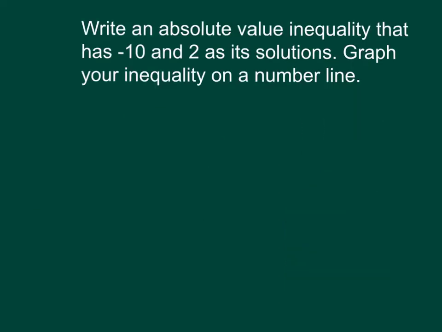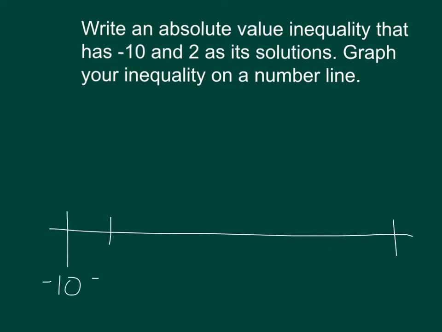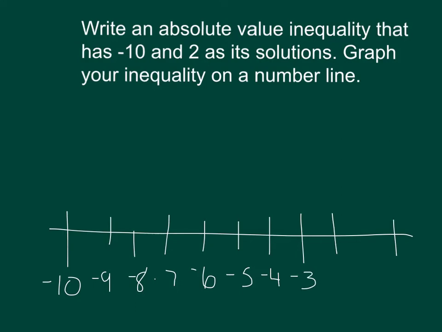All right, so let's do one more example here. Draw yourself a number line from -10 to 2, because those are your two numbers you want as solutions. This is the exact same problem, we're just doing it one more time. Draw yourself a circle on -10 and 2, and let's go ahead and find the midpoint.